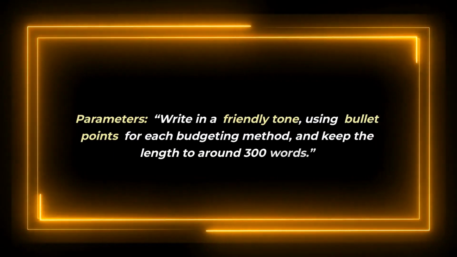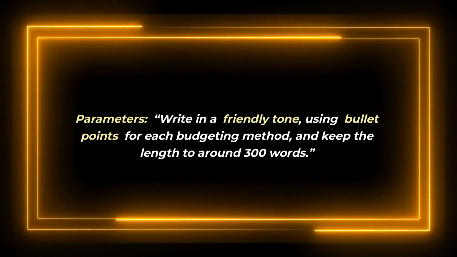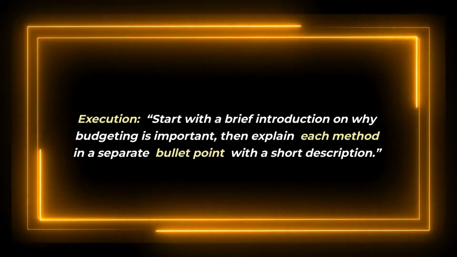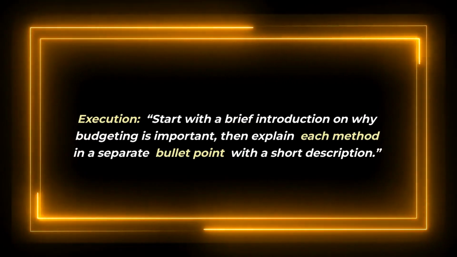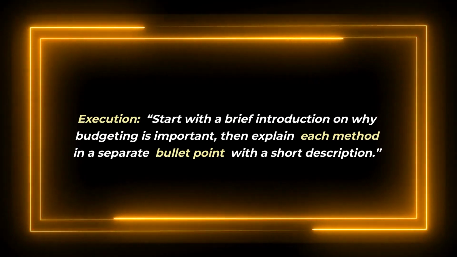Parameters. Write in a friendly tone, using bullet points for each budgeting method, and keep the length to around 300 words. Execution. Start with a brief introduction on why budgeting is important, then explain each method in a separate bullet point with a short description.